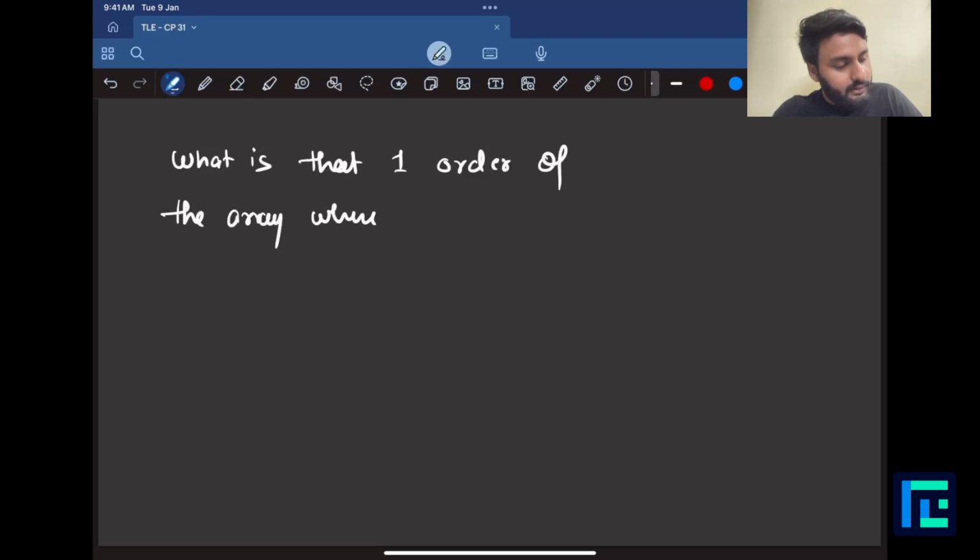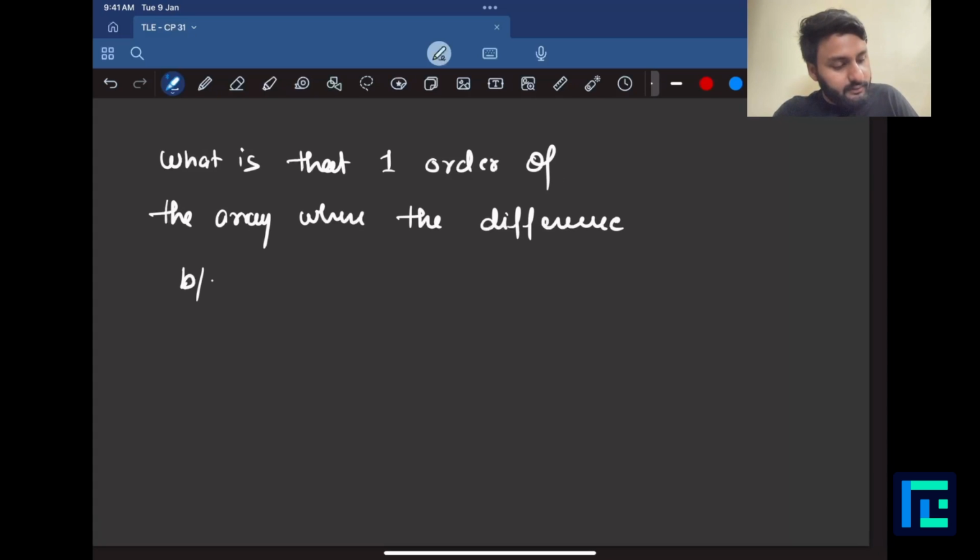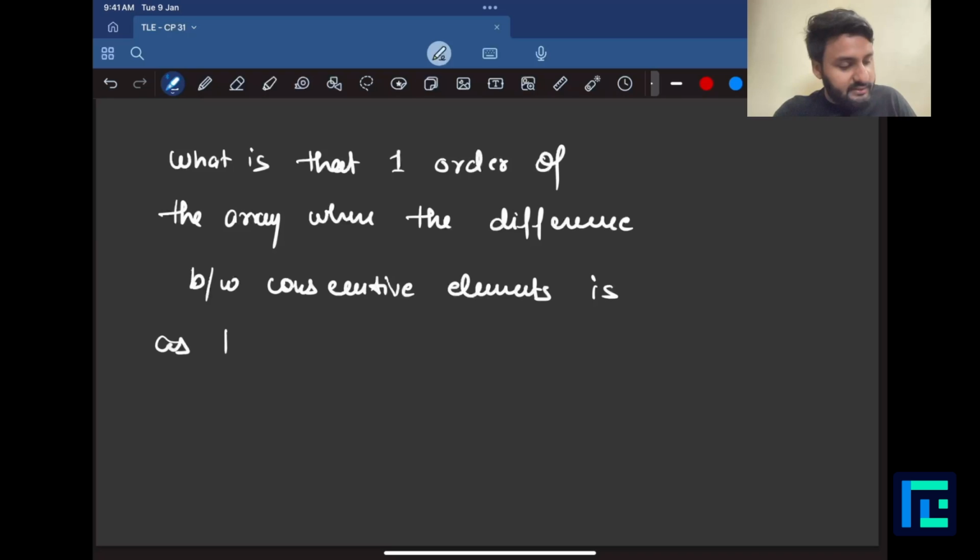where the difference between consecutive elements is as low as possible?